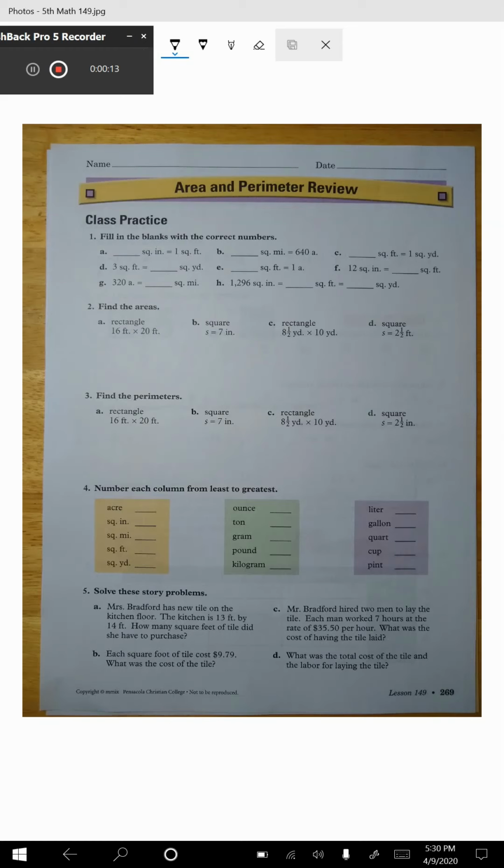So first of all, they want to know how many square inches are in a square foot. Remember, there's 12 inches in a regular foot, so we have to square it. So 12 times 12, 144. How many square miles are in an acre? Well, that would be 1.